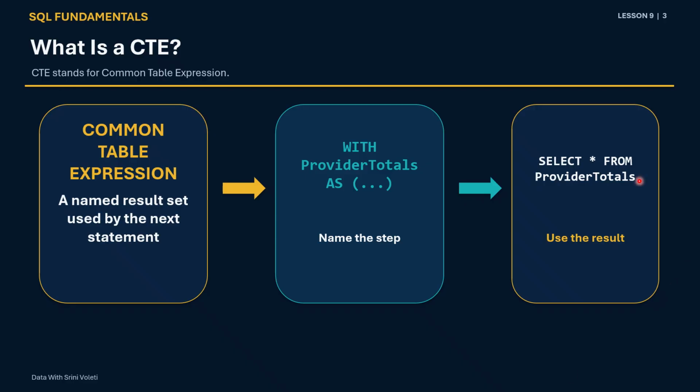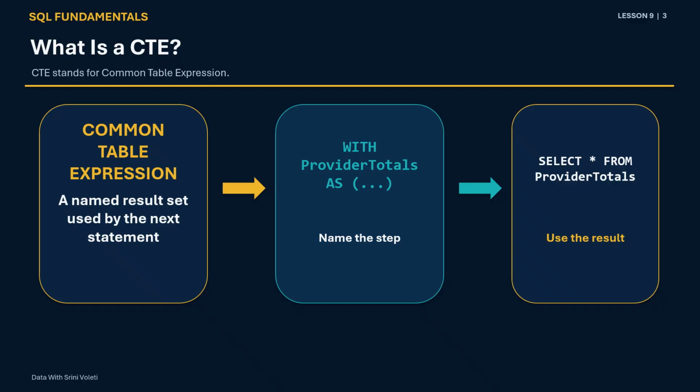CTE stands for Common Table Expression, as we already discussed. That name sounds more complicated than the idea. A CTE is a named result set defined inside a SQL statement. We normally begin with the WITH keyword. For example, WITH provider_totals AS. Inside the parentheses, we write the query that produces the result we want to name. Then the statement immediately following the CTE can reference provider totals almost as if it were a table. That's why CTEs are so readable. Instead of repeatedly staring at a complicated calculation, the main query can work with a meaningful name.